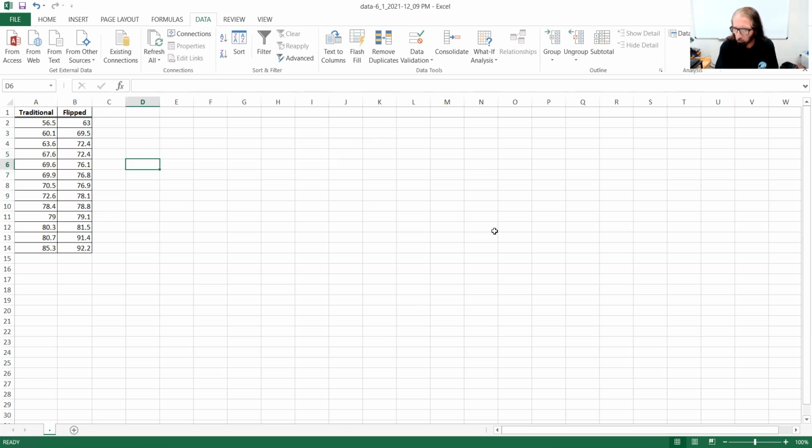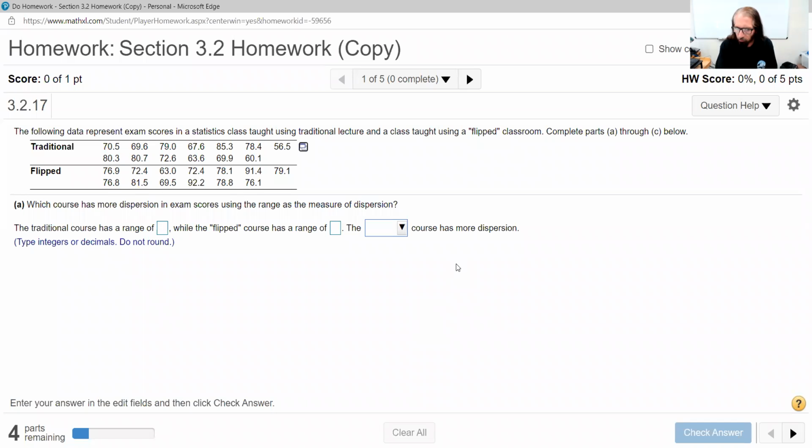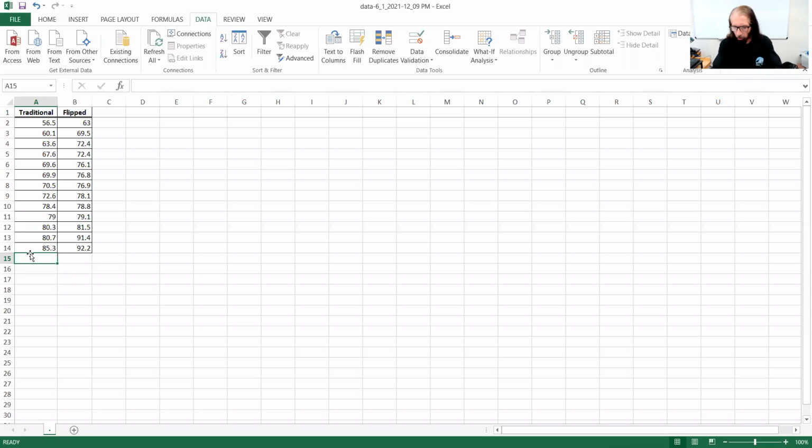All right. So what do we ask for first? We want the range of the traditional class followed by the range of the flipped class. Remember that range is the maximum score minus the minimum score, and that would be 85.3 minus 56.5. Let's see, trying to do this in my head. I think it's going to be 28.8.